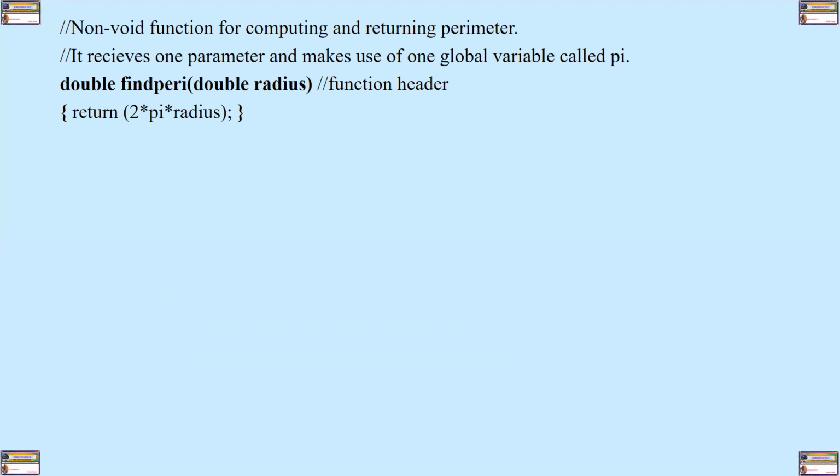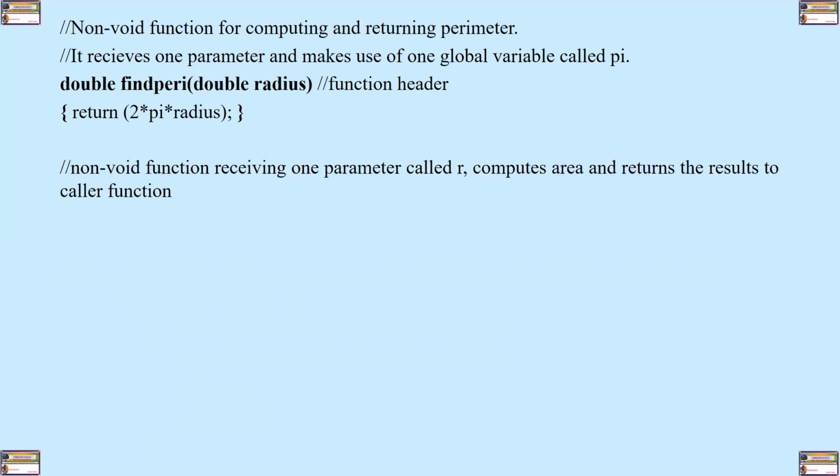So as you can see, in this case, what we enclose in the parentheses here is the expression. So we are returning the value of the expression as double.